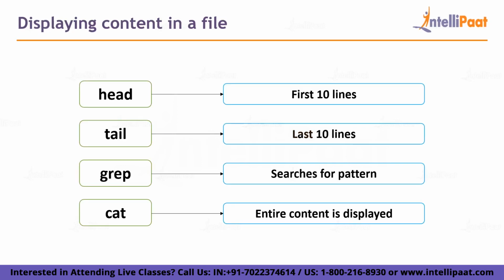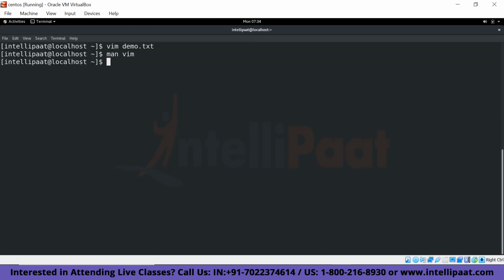First head, first 10 lines, and then tail, last 10 lines. grep searches for a pattern. I think we've used grep multiple times already. Then cat, we've also used cat, but we have not used head and tail. So we'll do head and tail. Let's see if I have any files. Yeah, I have demo.txt.